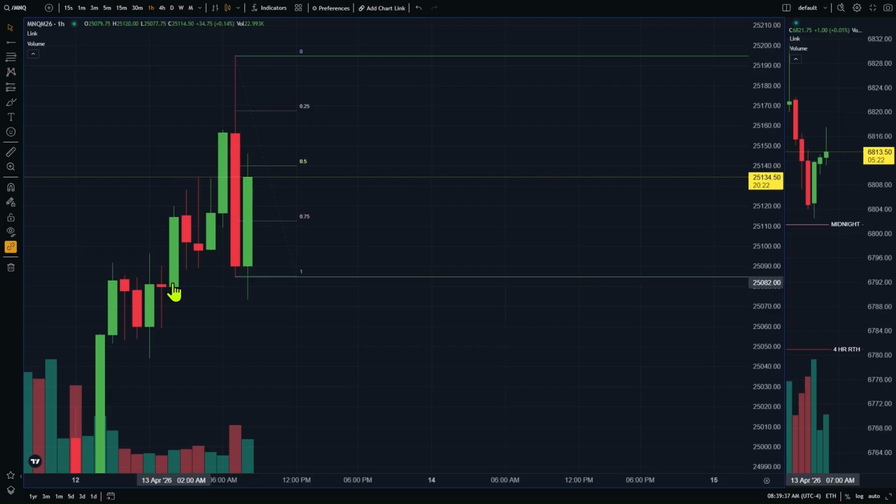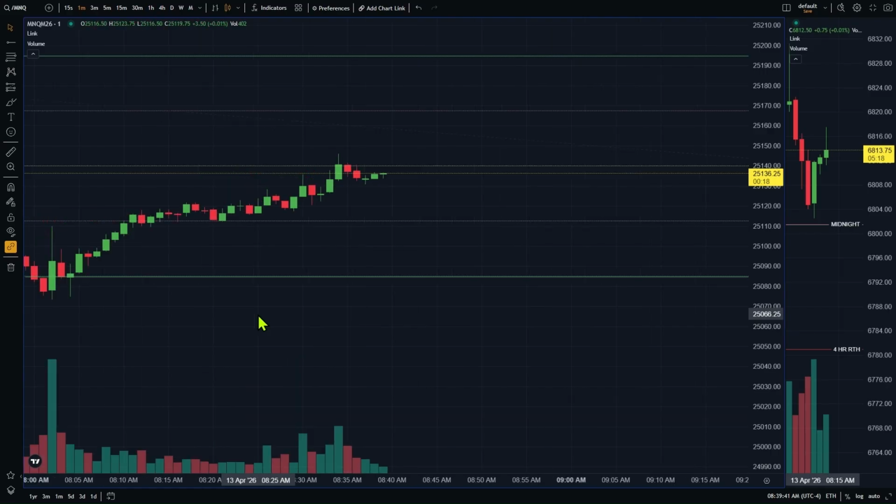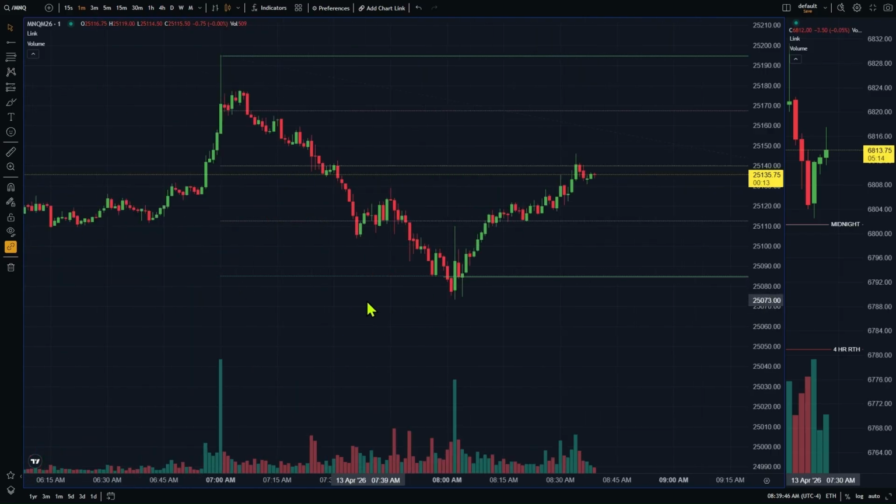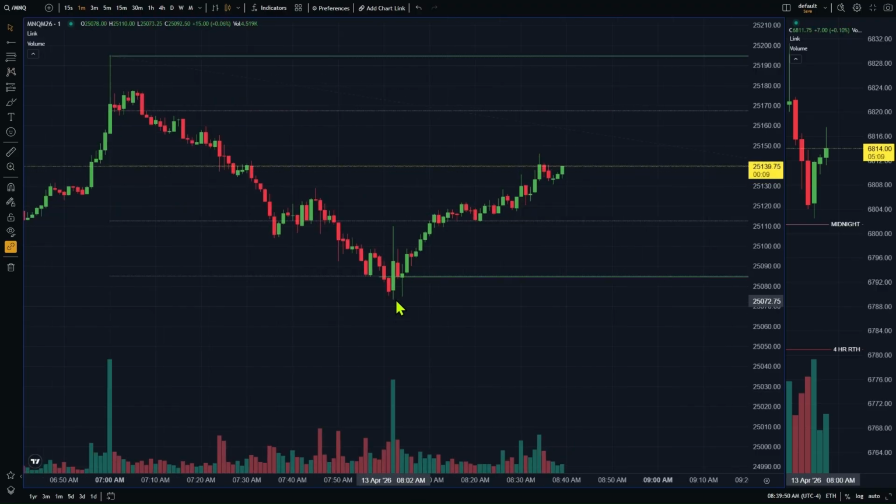So once we popped those, we had a big volume spike. If you can see on the 1 minute chart, once we popped these lows on that 1 hour chart, we had a big volume spike. And that's an indication that that's a place where people want to buy.